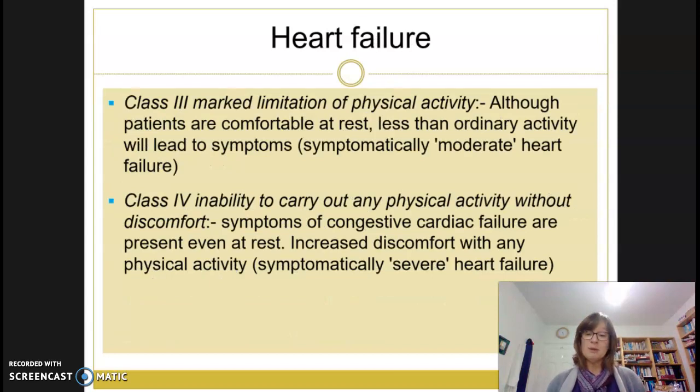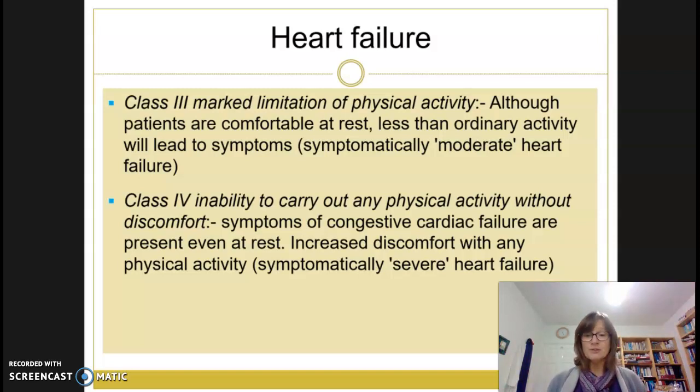Class 3 is where people have a marked limitation of physical activity, so they may be comfortable at rest, but anything beyond ordinary activities is going to lead to symptoms. So symptoms are a part of normal everyday life for those people.